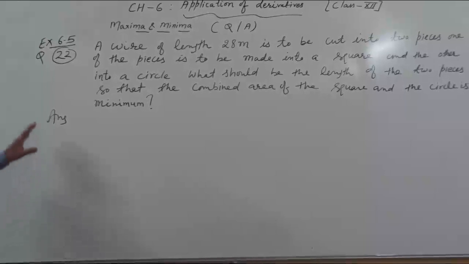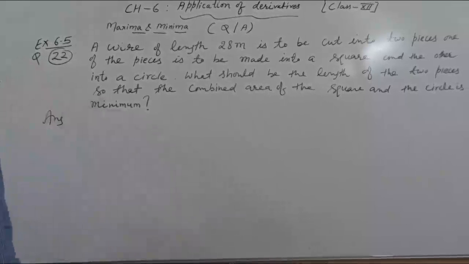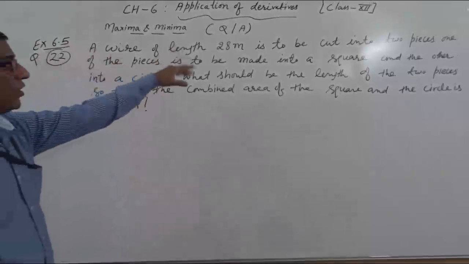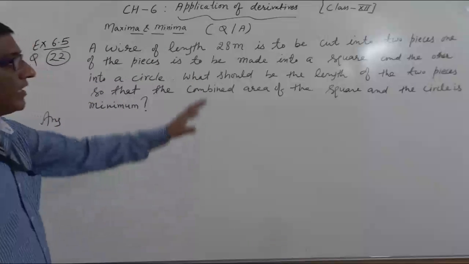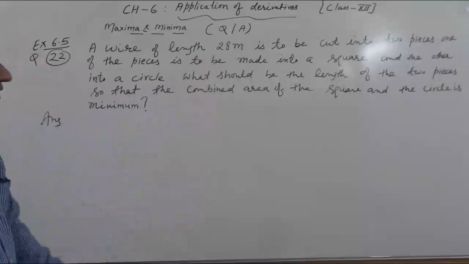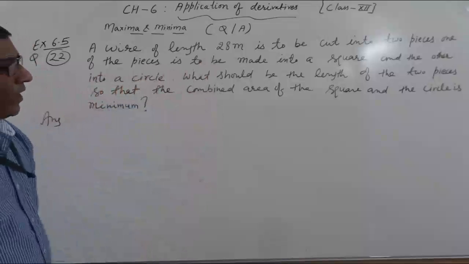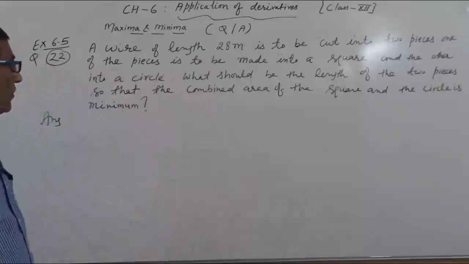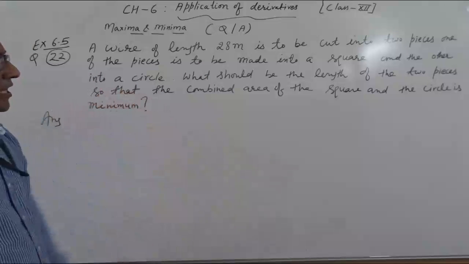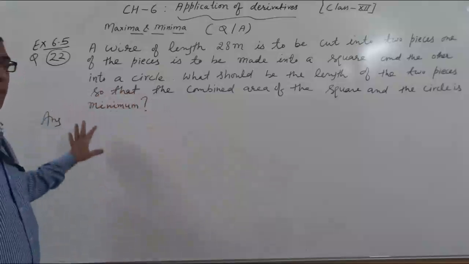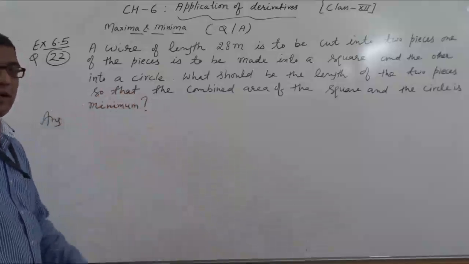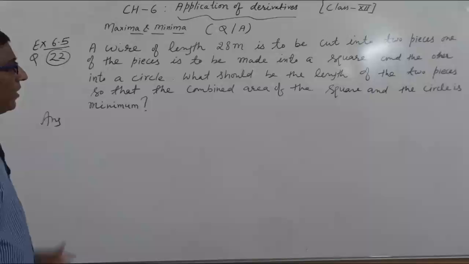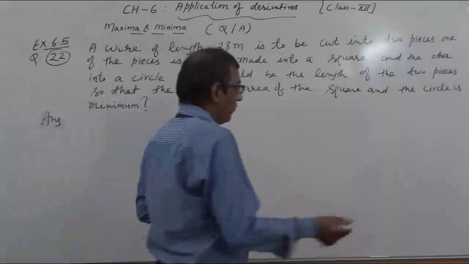Now the second question related with exercise 6.5, question number 22. The question is: a wire of length 28 meter is to be cut into two pieces. One of the pieces is to be made into a square and the other into a circle. What should be the length of the two pieces so that the combined area of the square and the circle is minimum? So this is the question related with the minimum, and the previous question was related with the maximum. Okay, so how can we solve such type of problem?